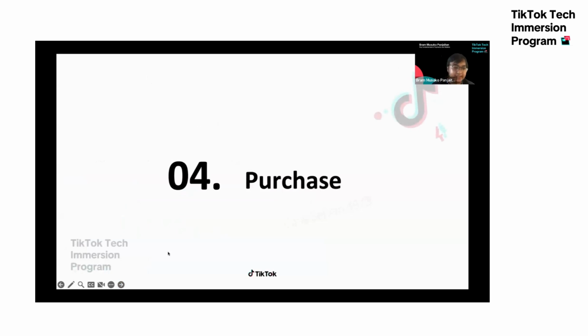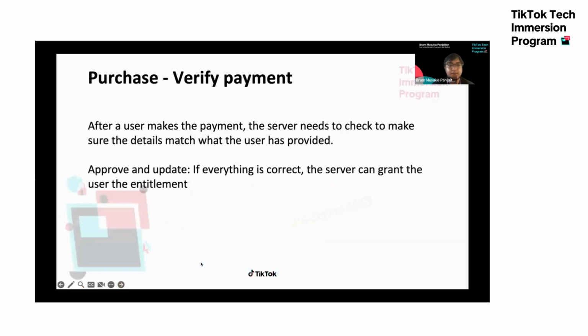Okay, so now we can go to the purchase. So in the purchase flow, one thing we really need to do is to verify the payments. So after a user makes the payment, servers need to check to make sure the details match with what the user provided. So when we do the verify, we will approve or reject the verify payment. If the details match with the channel data, we will approve the payment. Then we will transit the order state to success. Then we can grant the user the entitlements. If we realize that the data is incorrect, we can just drop the verify payment. Then we can transit the order to fail.